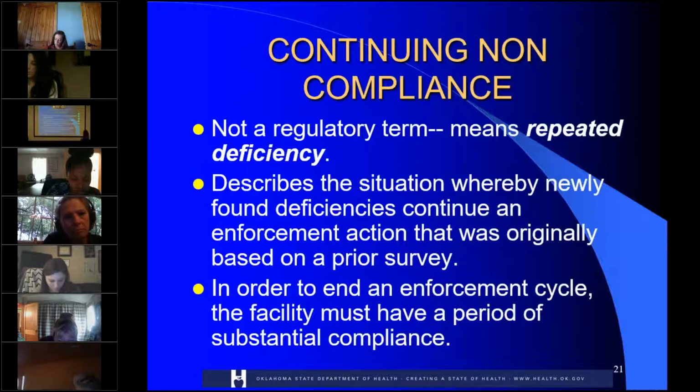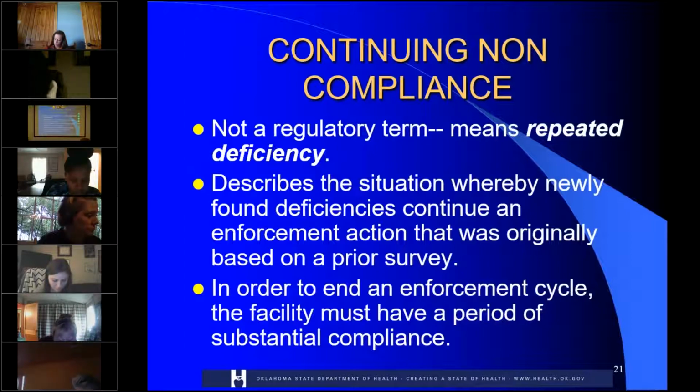the facility must have a period of substantial compliance. Okay, so that is when all of your tags are corrected and cleared, or they're cited at C and below, and you submitted a plan of correction for it. That's the tag. Okay, so you are in substantial compliance until another deficiency is cited. Now it can be on a complaint or something else.